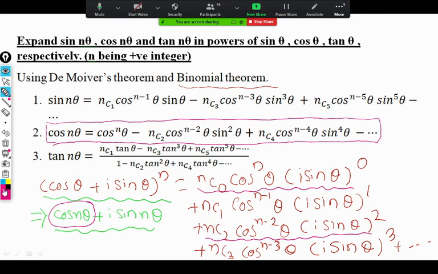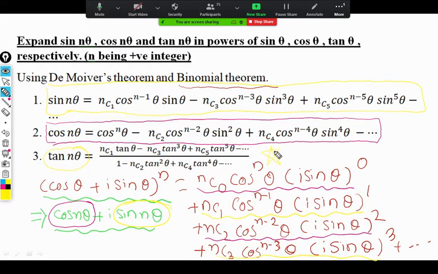Next, if we compare the imaginary part, sin n theta is equal to, now this one is without iota, on both sides you have to write it without iota, and you will get this second term, this fourth term, and so on. So this is the formula we get by comparing the imaginary part. And lastly, if we take a ratio of equations 1 and 2, we get sin n theta upon cos n theta is tan n theta, and the right hand side is this expression divided by this expression, and then dividing throughout by cos raised to n theta, you will get the required answer. This is the expression for tan n theta.